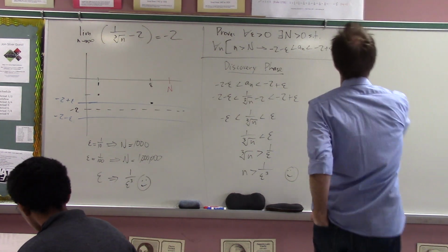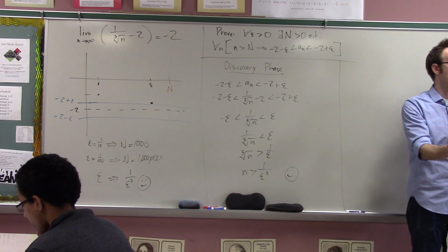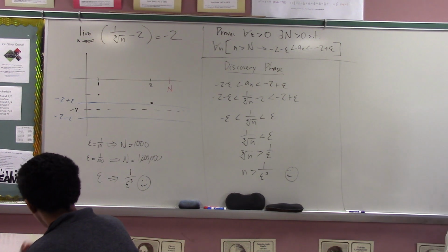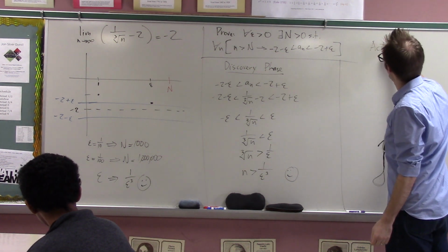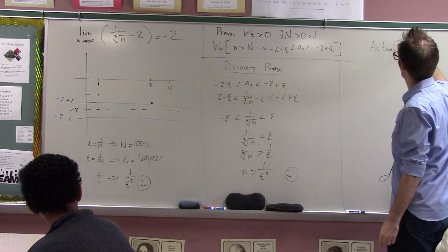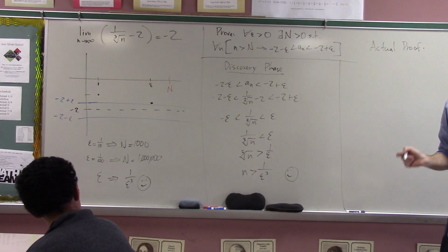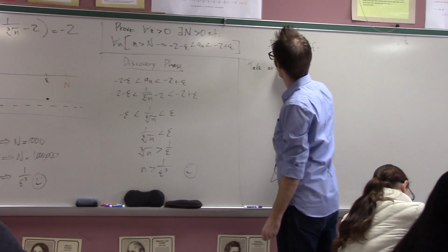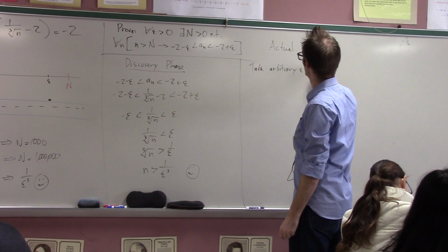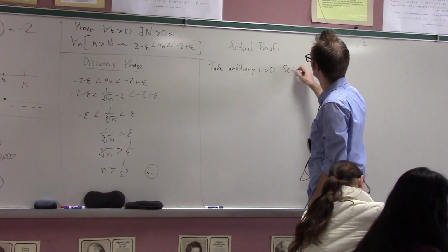But all I have really done is discover the algebraic relationship that holds between the challenge and the response. Armed with that knowledge, I can now do the actual proof. Okay, so the actual proof, are you rotating if necessary? The actual proof says I need to take any possible challenge and then respond. So we're going to take an arbitrary epsilon greater than 0, and we are going to respond to that person. How do we respond?